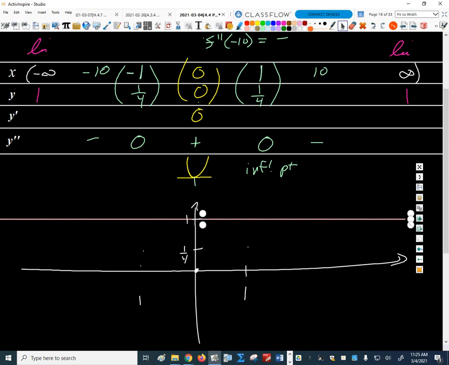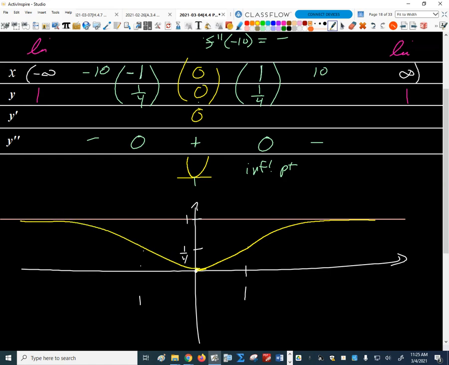Right, so there's my horizontal asymptote. Then doesn't this thing have to do this? It's bowl shaped up. That's where it starts to become bowl shaped down, and then it's asymptotic. And I've got folding symmetry, so I know it's doing the same thing on that side. Okay, we good?